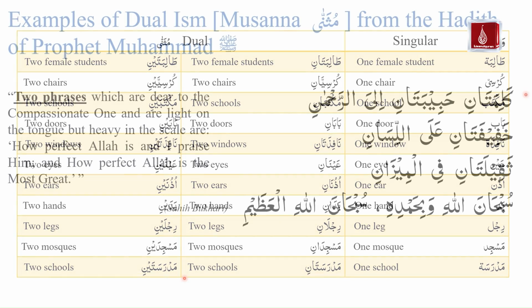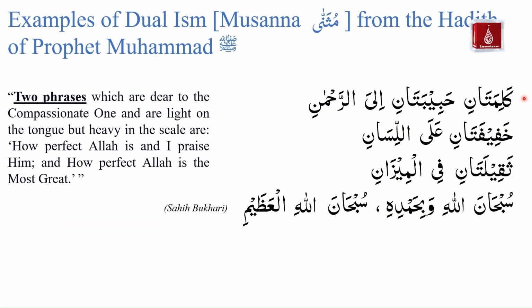Let us study examples of dual ism or musanna ism from the hadith of Prophet Muhammad, may peace be upon him. Prophet Muhammad, peace be upon him, said, Kalimatani habibatani ila rahman, khafifatani ala lisan, saqilatani fil mizan, subhanallahi wa bihamdihi, subhanallahil azim.